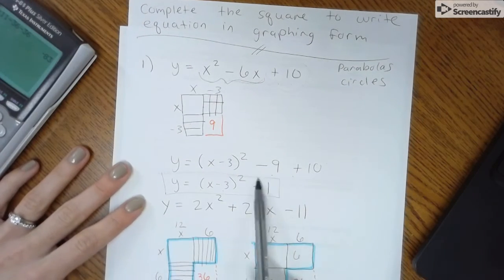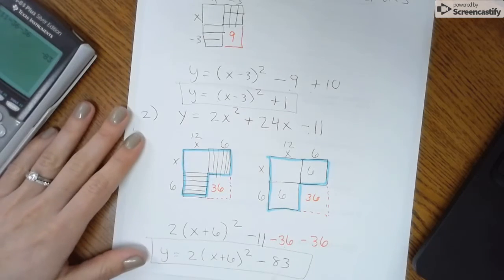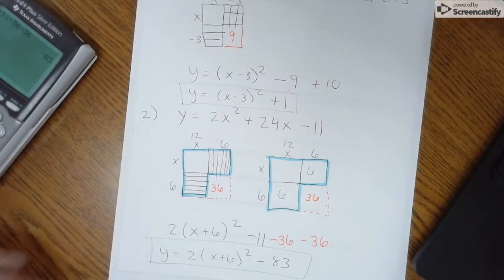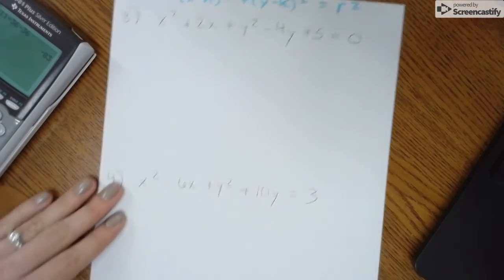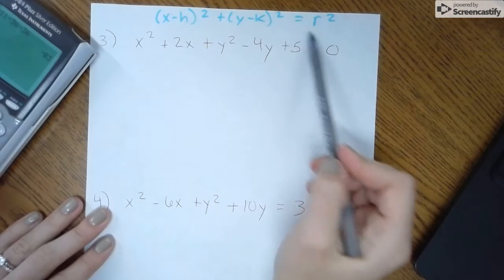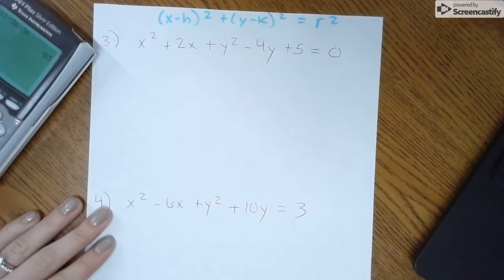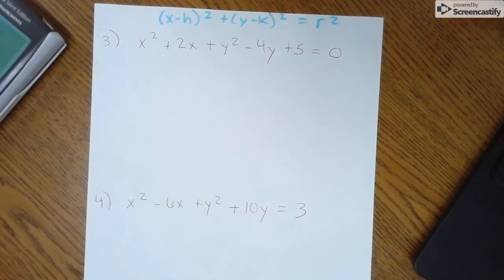And the reason I bring that up is because in our parabola examples, we just subtracted the constants on that same side. So like -9, and then in this one we did the -36, -36. But that's because these are y equals equations. So in the circle, we just have to remember to get all of the constants over to the other side so that it still matches our graphing form for a circle.